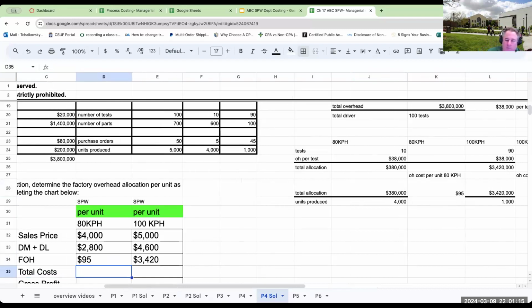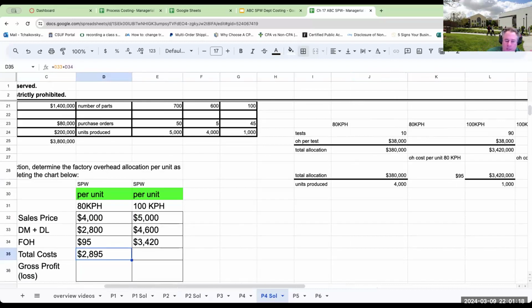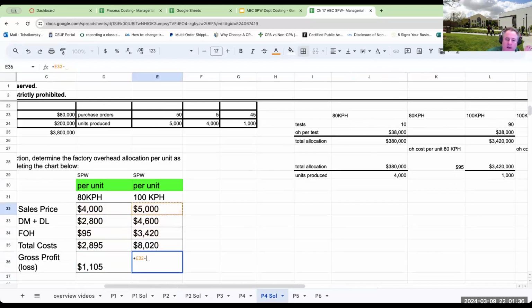Now, when I add up my total costs over here, I get 2,895,000. When I add up my total costs over here, I get 8,020. So my gross profit for the 80 kph is my sales price minus my costs. And here I'm going to have a loss of about $3,000. Now, we've gone through and computed this, right? So that's the first step we're going through and doing.